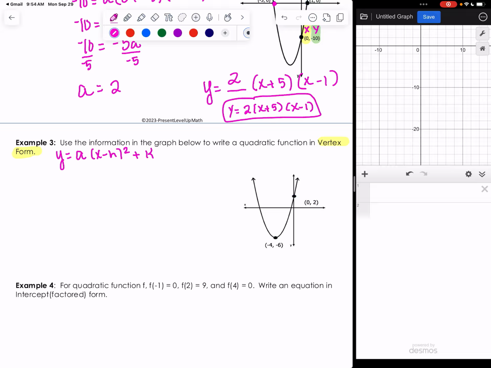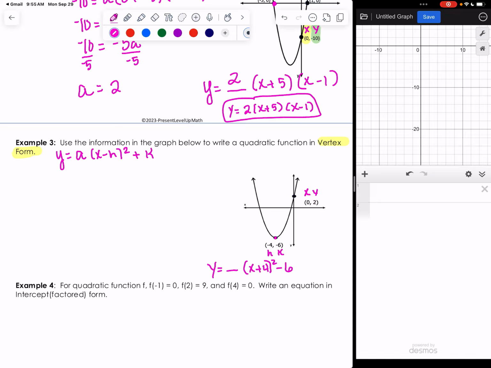Now, in this problem, I know what h and k are. So I'm going to put an h under the -4 and a k under the -6. This 0, 2 is a random point on the graph, so I'll put an x above the 0 and a y above the 2. So I know my answer is going to look like this. Y equals a, I don't know the value of a, (x plus 4) squared, plus k. In this example, k is -6. So minus 6. All we have to do is figure out, what is the value of a?